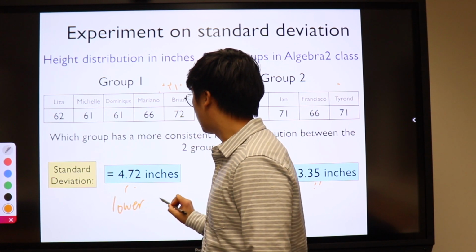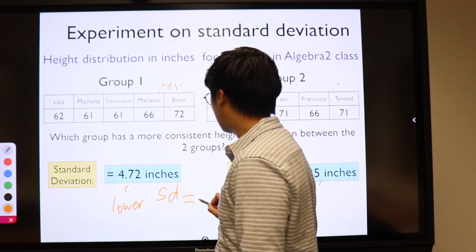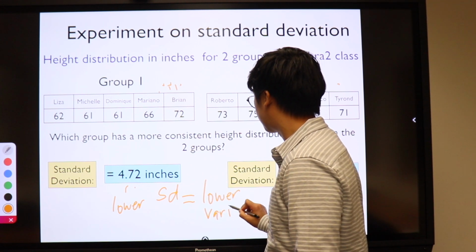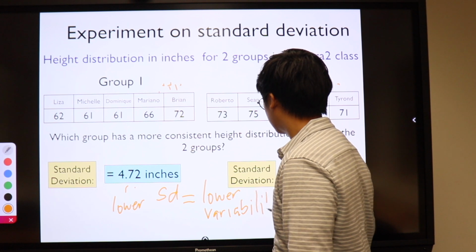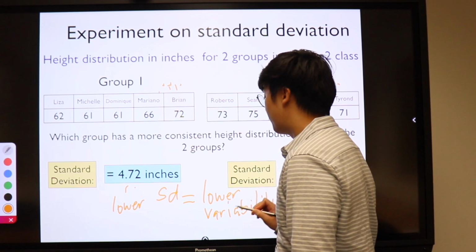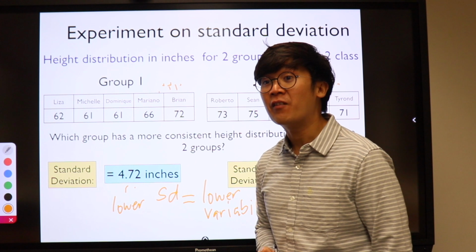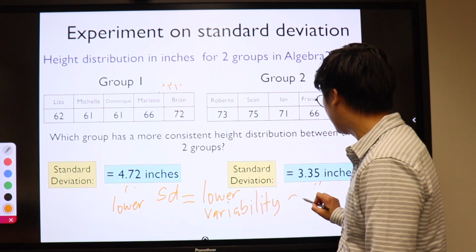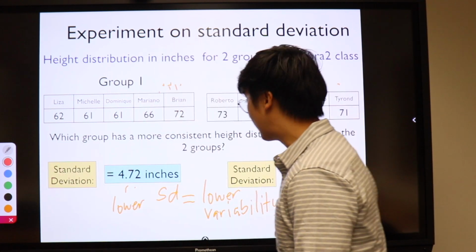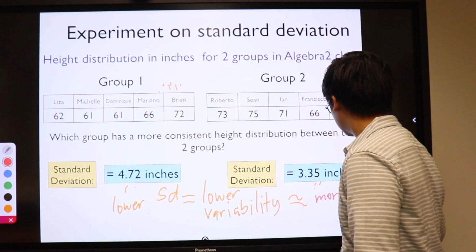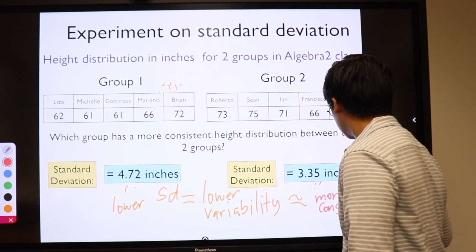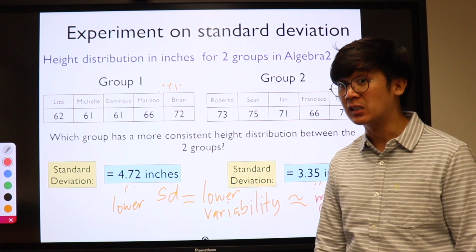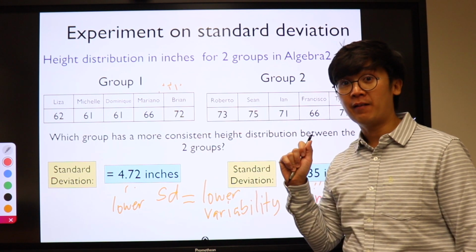Lower SD equals lower variability. And when we say variability, it's their differences. And if we have a lower variability, we're seeing a more consistent height distribution based on this value.